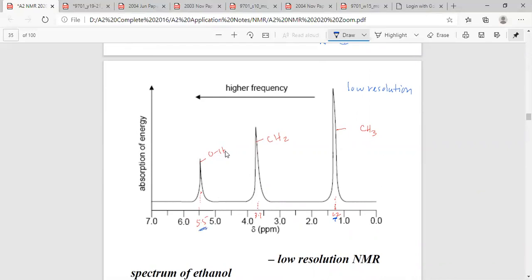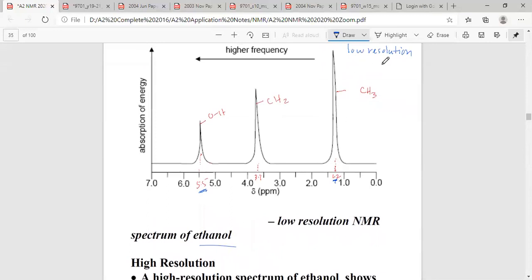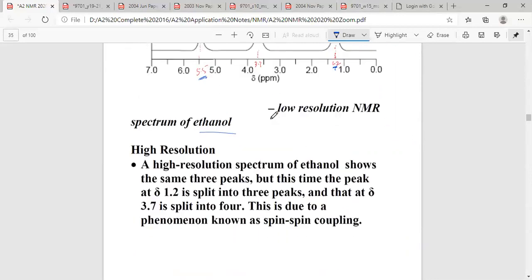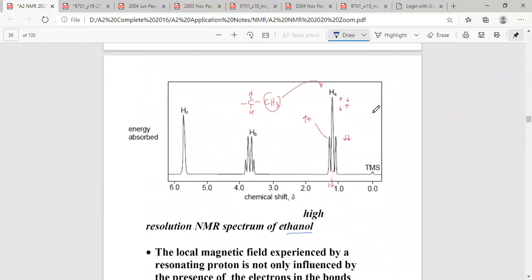So what happens if you put in a high resolution instrument? It will split this and give you a clearer picture. Low resolution means this is the average. You can see the ratio is 3 to 2 to 1, because from the formula you can see it, right? You can measure the height, so it gives you the relative number of hydrogens. Now this is low resolution, and now this is high resolution.